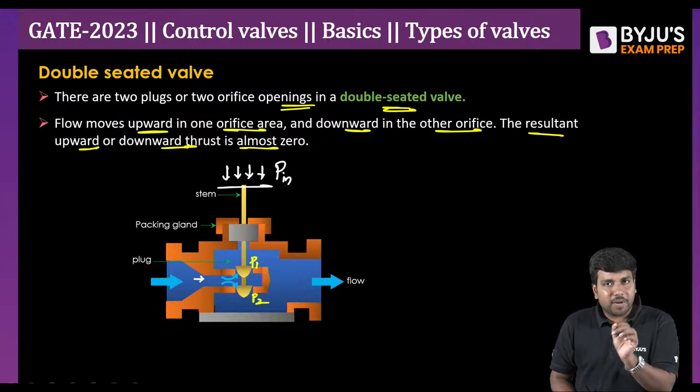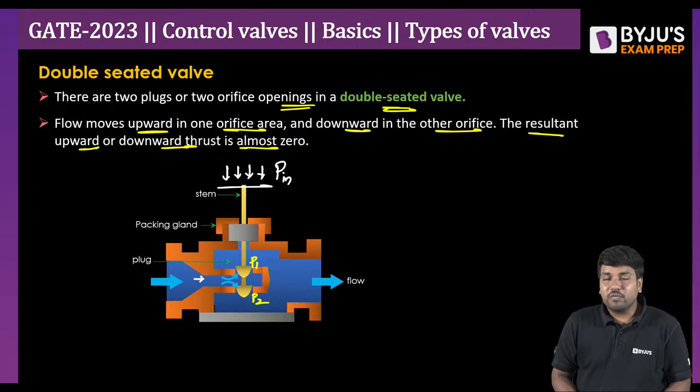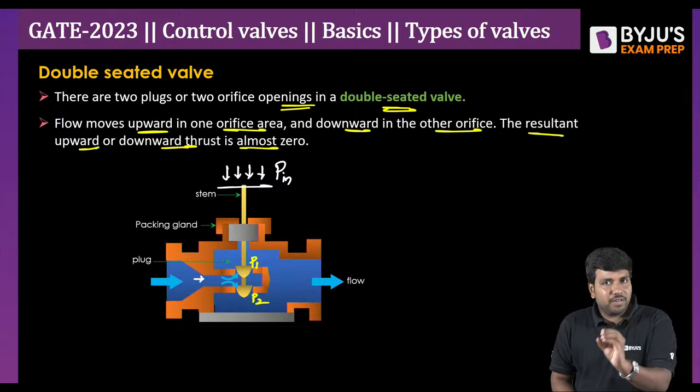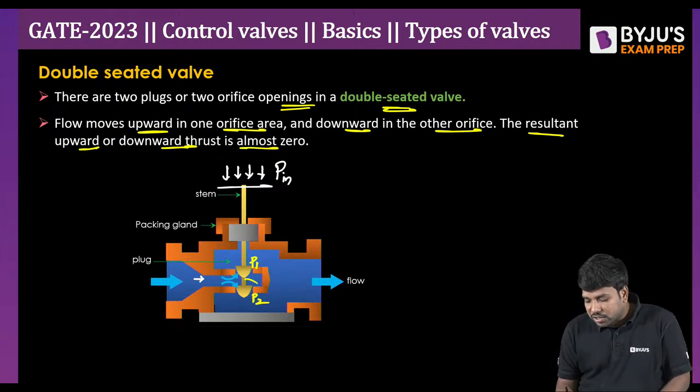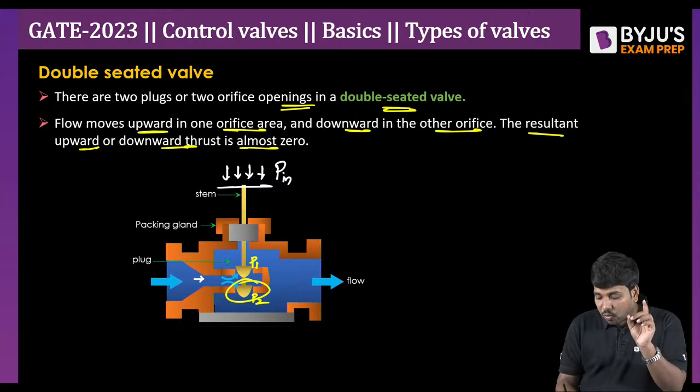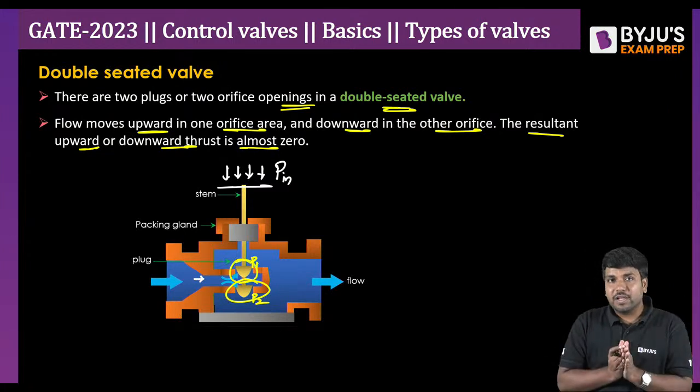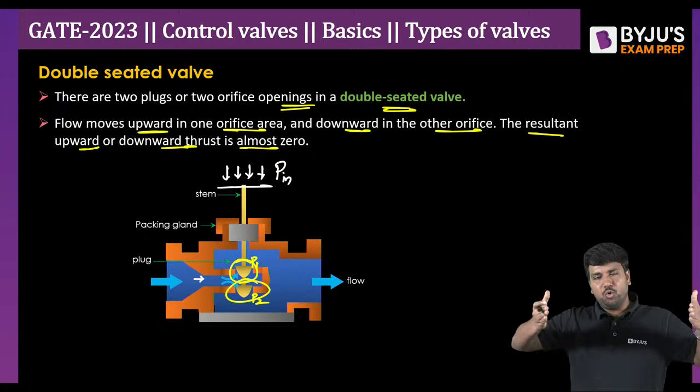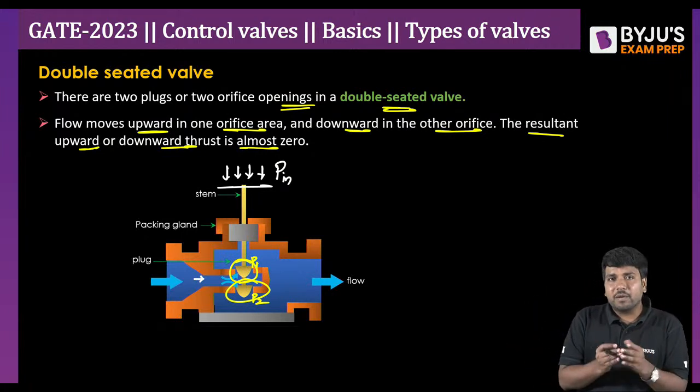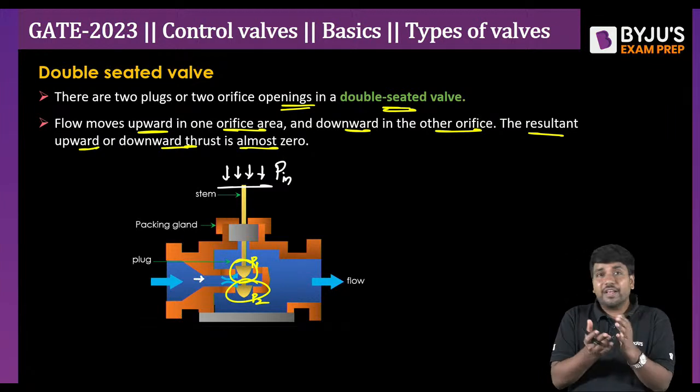Plug 1 and plug 2 both may be made up of the same material, but unfortunately both will have a different expansion because of the temperature. That means if the temperature changes by some amount, the expansion in valve plug 1 and valve plug 2 will not be the same. That means one plug will be too much expanded and another plug may not be expanded that much. In that case, what will happen?